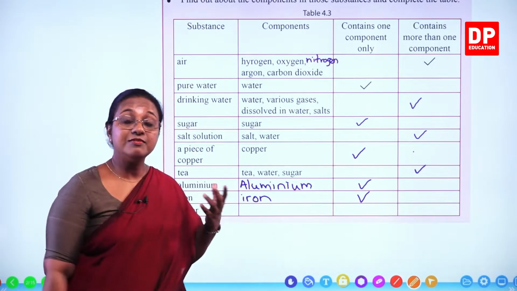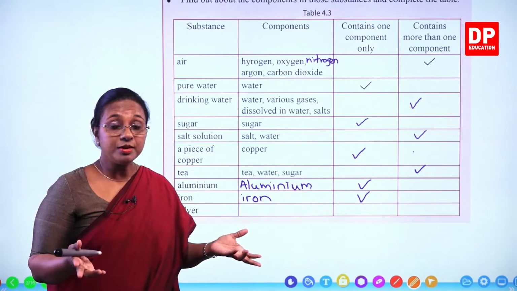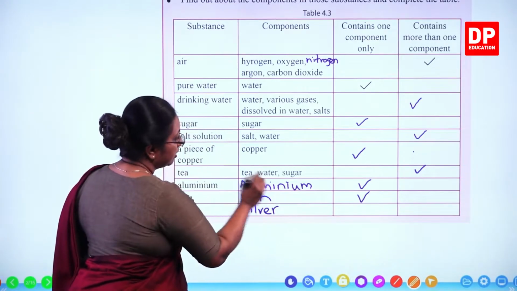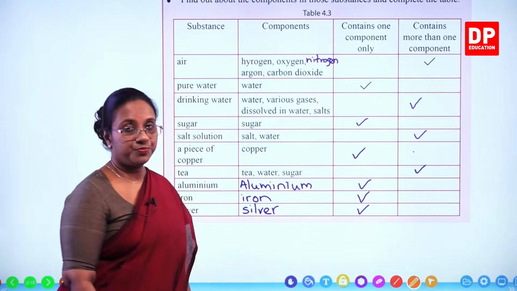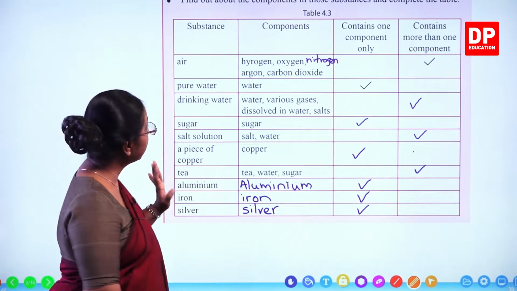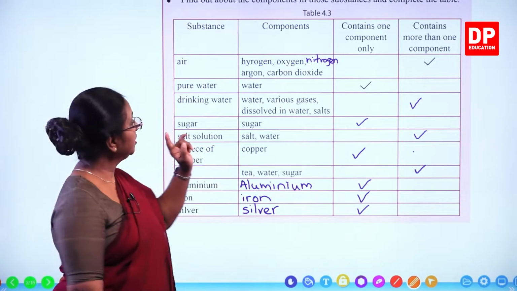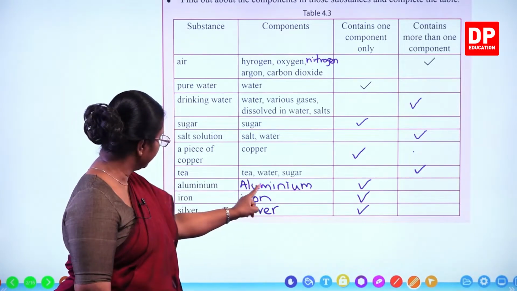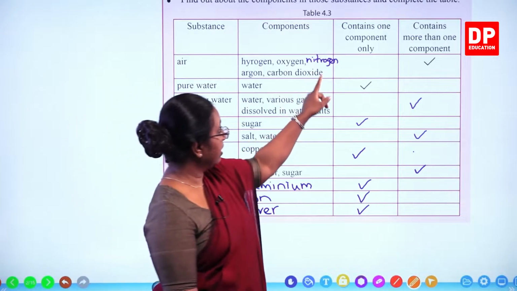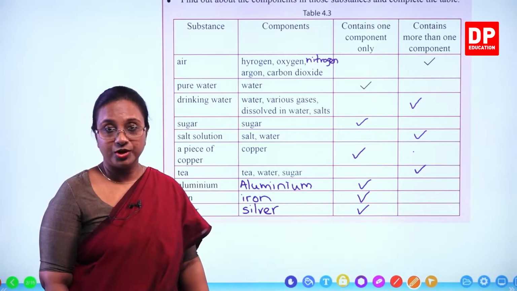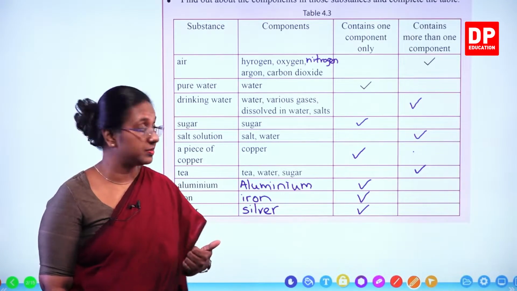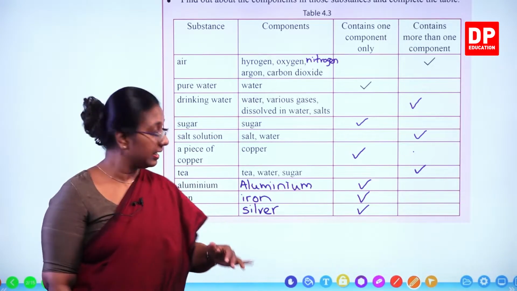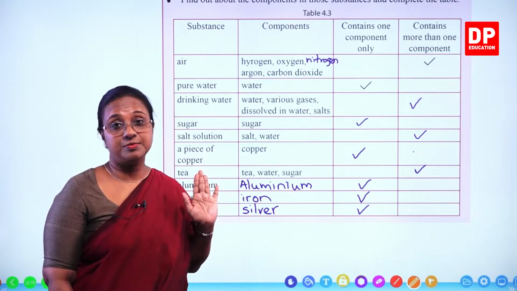Then we have silver, silver jewelry, silver vessels, silver ornaments. So there again silver means only silver components. So they are also one component. So from this chart, from this table, what can you conclude? You can see pure water, sugar, a piece of copper, then aluminium, iron, silver, they all have only one component. So that means they are all pure substances. Pure water, sugar, copper, aluminium, iron and silver. They are all pure substances.